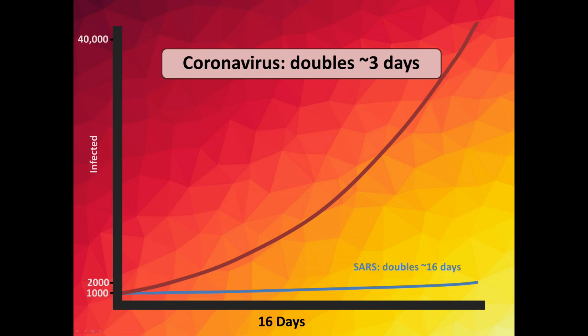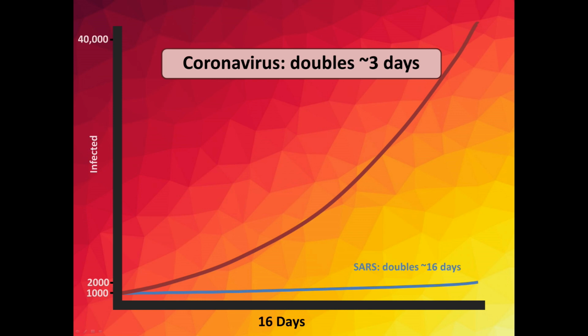This first chart I'm going to hit you with is comparing it to the SARS outbreak. If you look at the SARS outbreak, the infected population appears to have doubled about every 16 days. We'll look at this in more detail later. But if you look at the coronavirus, it appears to be doubling the infected population every 3 days.